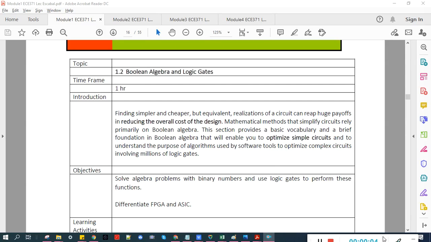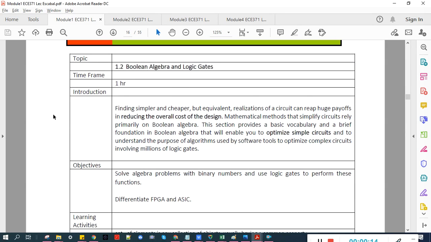Right, we're now ready for the next lesson, which is section 1.2 about Boolean algebra and logic gates. Introduction. Finding simpler and cheaper but equivalent realizations of a circuit can reap huge payoffs in reducing the overall cost of the design. Mathematical methods to simplify circuits rely primarily on Boolean algebra.